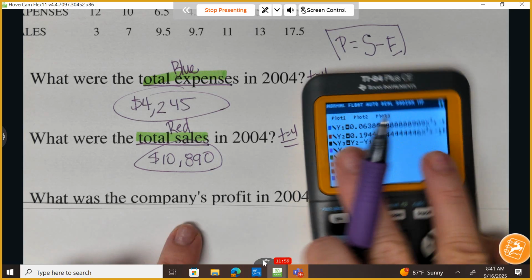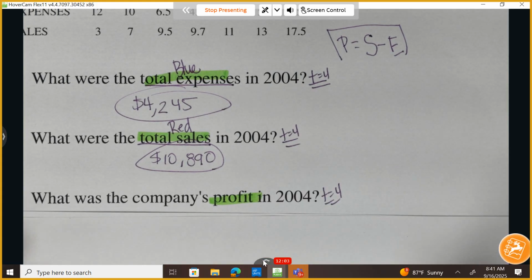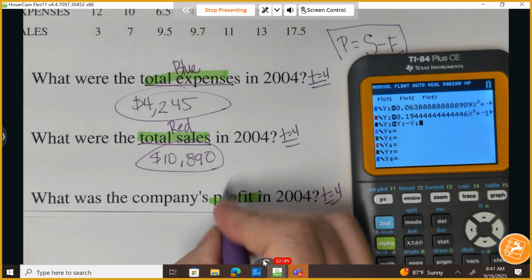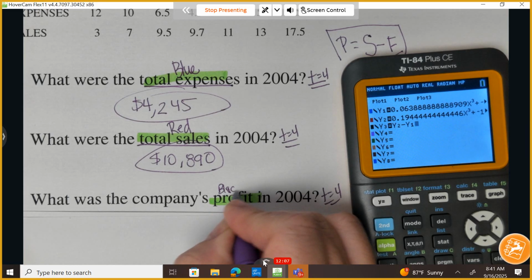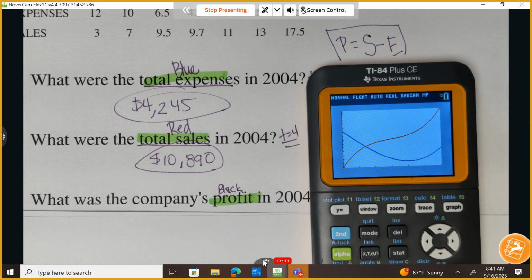Okay, next to profit, we are going to highlight, and above it, I can see that my third equation happens to be the color black. Okay, you ready? Everybody hit graph. Can I have a thumbs up in the air if you happen to have this? Thumbs up. If your partner doesn't have a thumbs up, please help them.